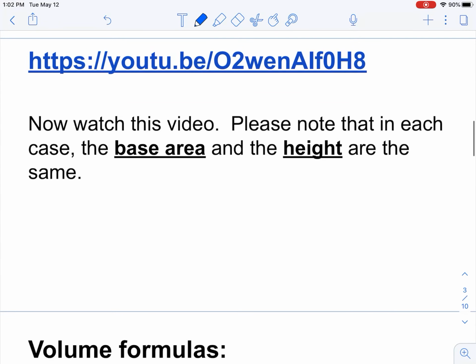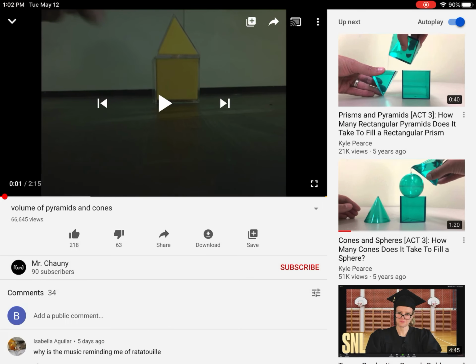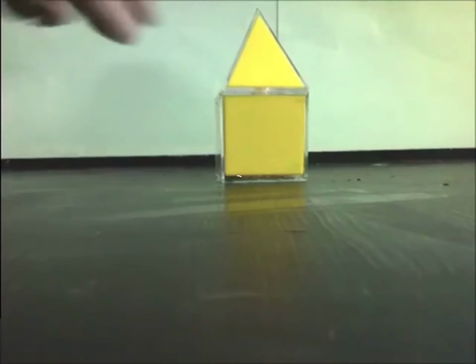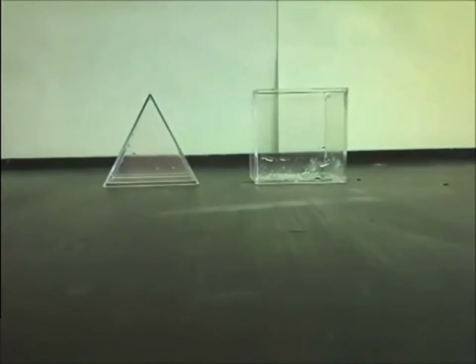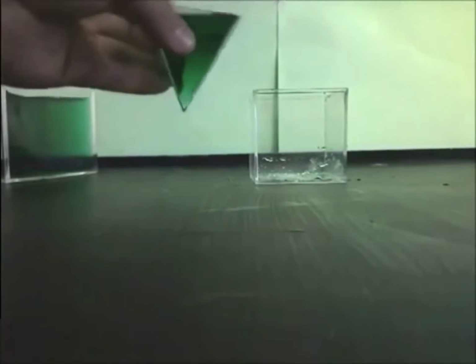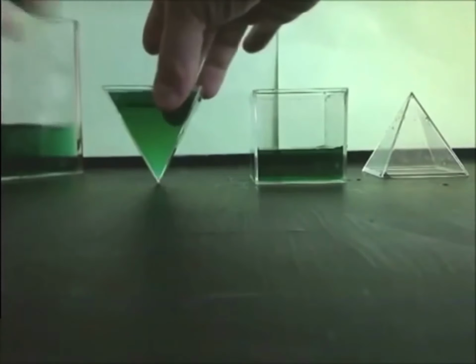All right, we're going to look at a short video right now. I want you to know that in this video, the height and the base shape are the same. As we're starting this, you have a prism that's a cube, and then you have a square pyramid. So the base is a square. And they're going to fill the prism by seeing how many pyramids worth of liquid it will hold.